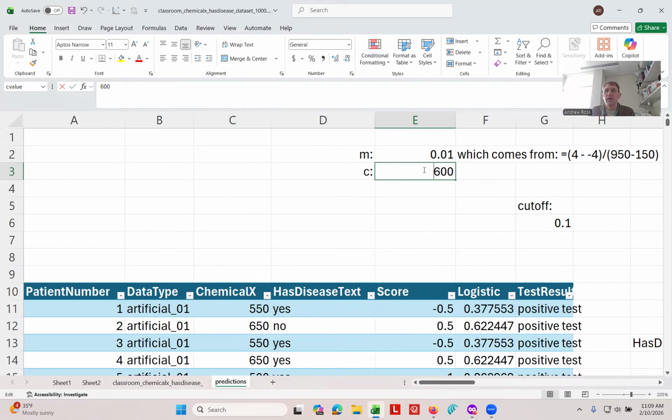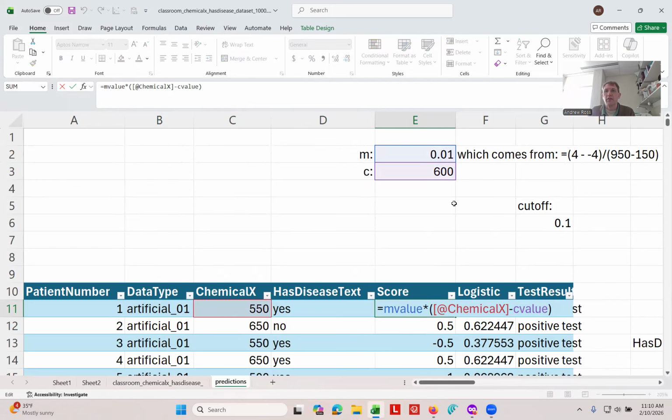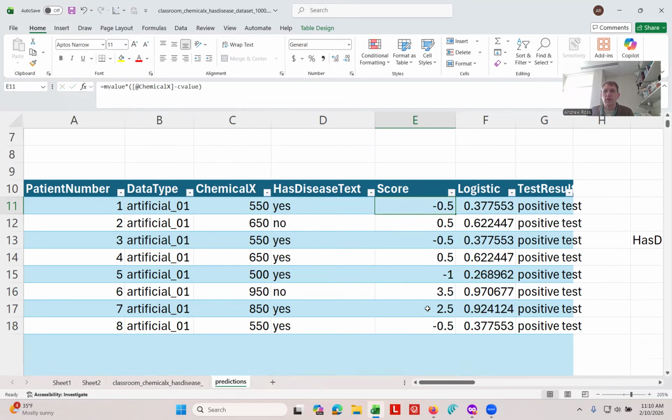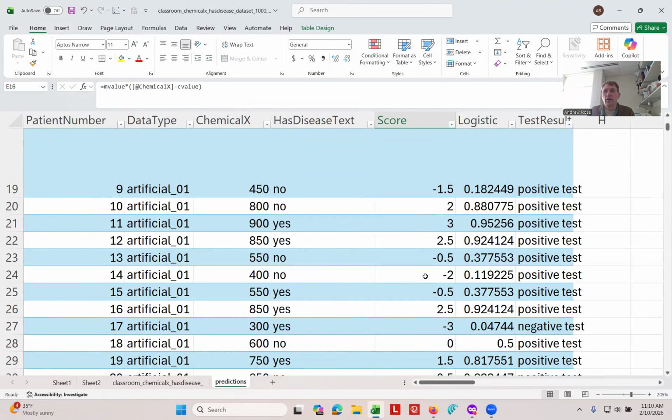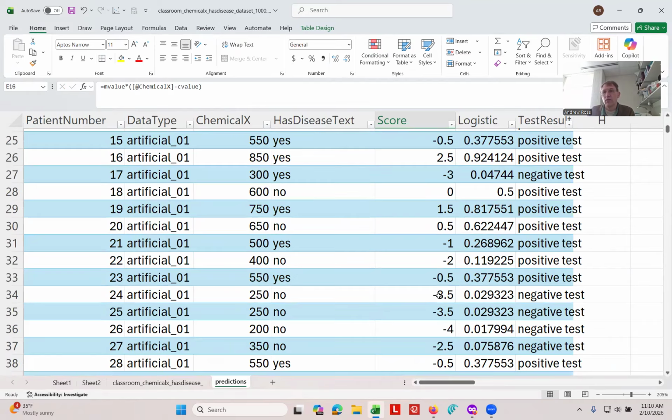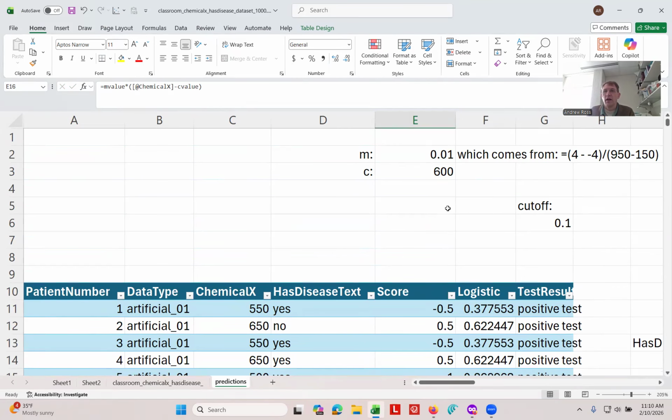And I've done the same for the C value. So I'm saying take the M value, multiply by the chemical X value on this row of the data table, and then subtract the C value first, that's in parentheses, and then multiply by the M value. So we're getting all these scores. Score of 3.5 is relatively high, apparently. Score of -2, -3.5, those can easily happen. These are nice fractions, like they're all halves and integers because the data was rounded to the 50s.